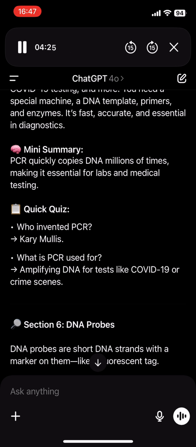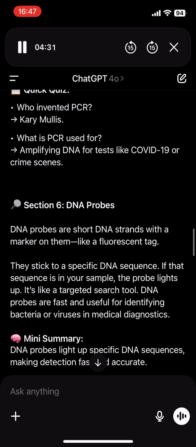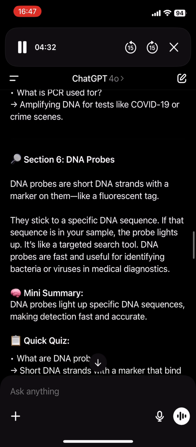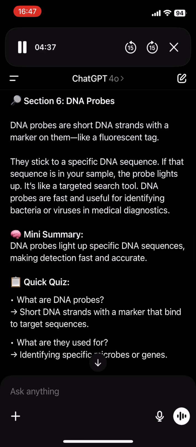DNA probes are fast and useful for identifying bacteria or viruses in medical diagnostics. Mini summary: DNA probes light up specific DNA sequences, making detection fast and accurate.